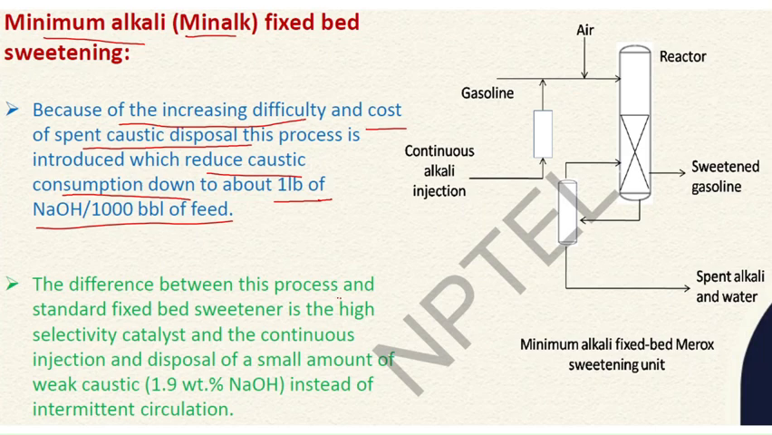The difference between this process and the standard fixed bed sweetener is the high selectivity of catalyst. Here, very high selectivity of catalyst is used, with continuous injection and disposal of a small amount of weak caustic, which is 1.9 weight percent of NaOH, instead of the intermittent circulation.